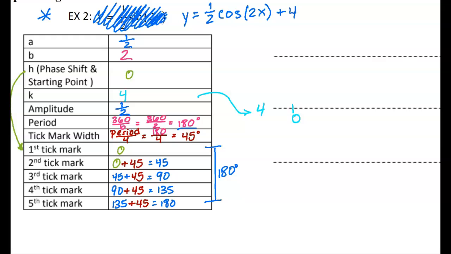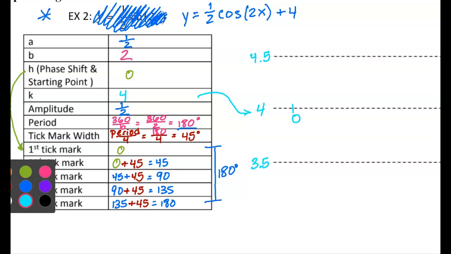Right, you use the amplitude. So what you need to do is add a half to 4 to get the top dotted line value. So what should I write here as my top dotted line y value? Right, 4.5. And what is the value of the bottom line? Yes, 3.5. It's the center line minus the amplitude.